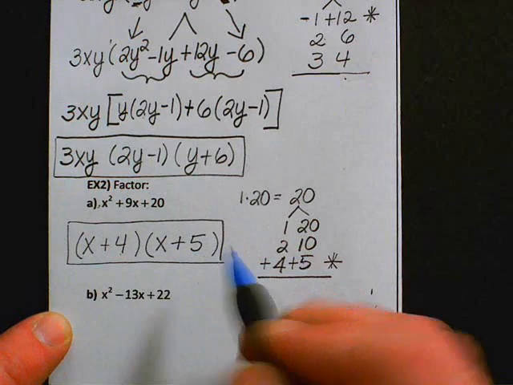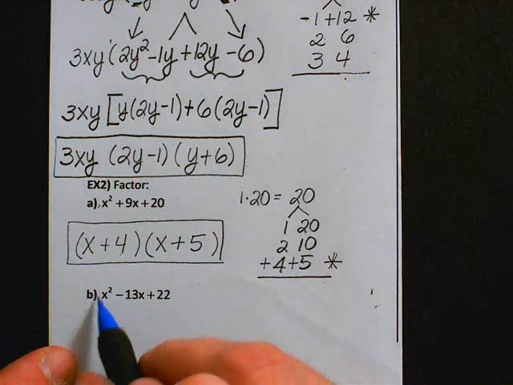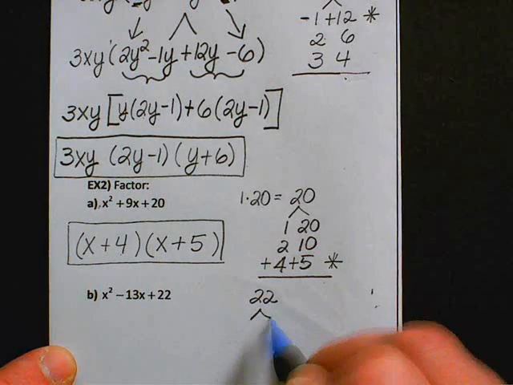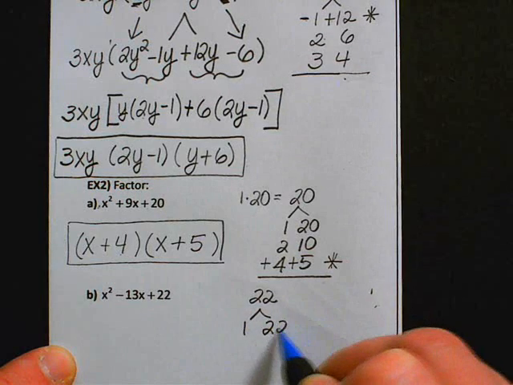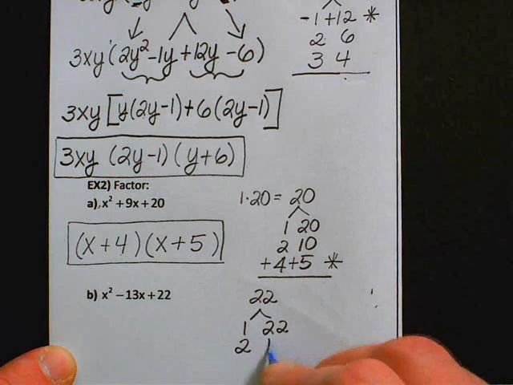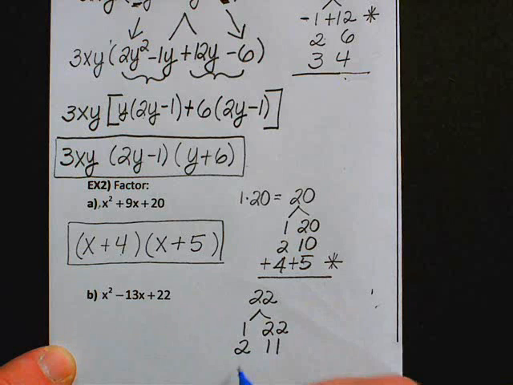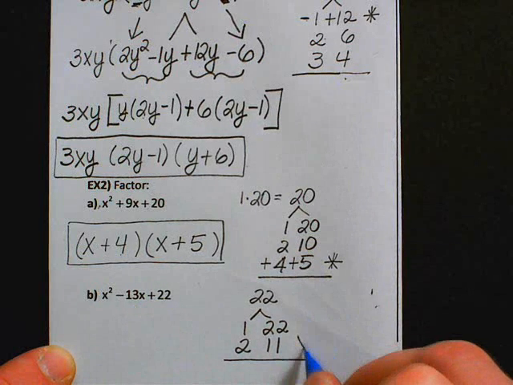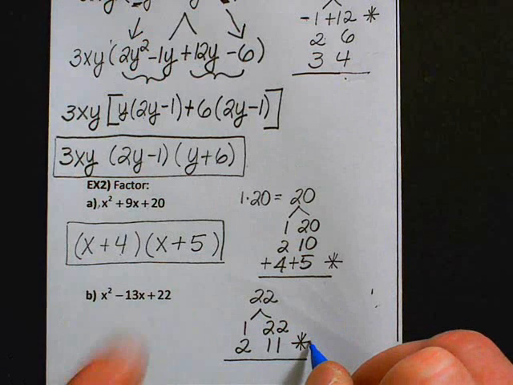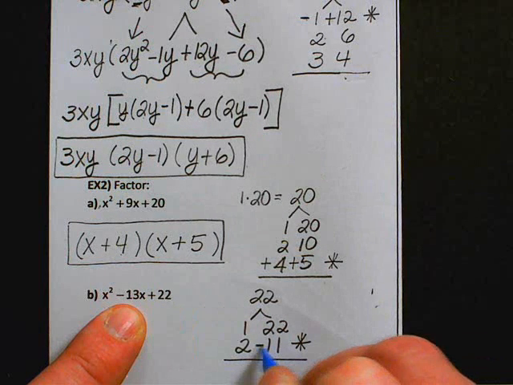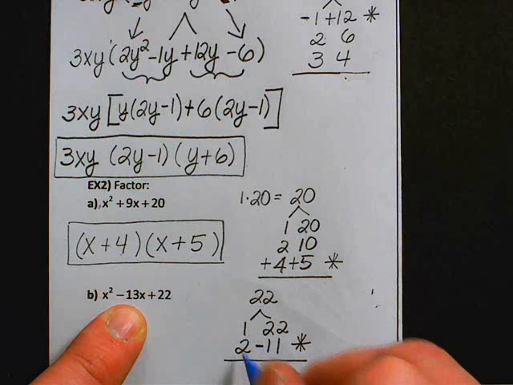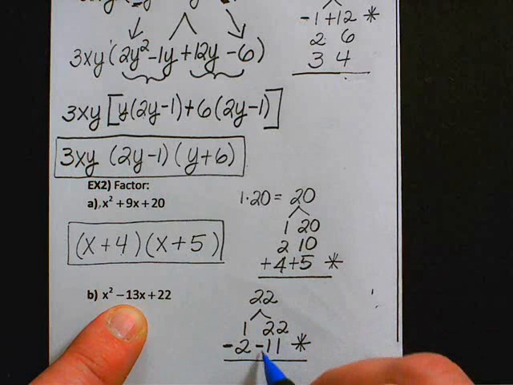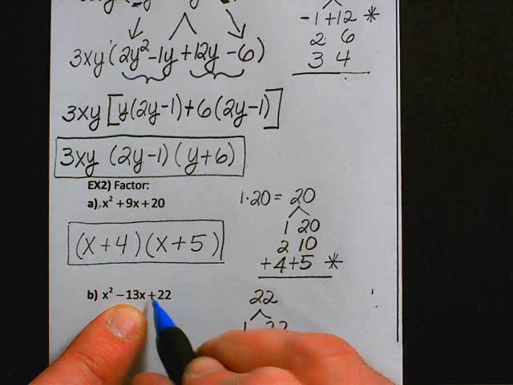Okay, let's go to the next problem. We're going to do 1 times 22 is 22. What numbers give me 22? 1 and 22. 2 and 11. And that's it. Now, which one will give me a 13? 2 and 11. 13 is a negative, so the biggest digit is going to be a negative. And to give me negative 13, the 2 has to be a negative. Also check the signs. Negative and negative becomes a positive, so that is good.